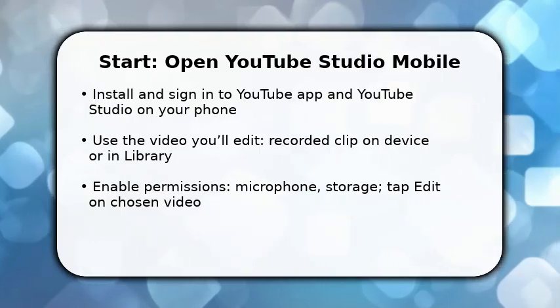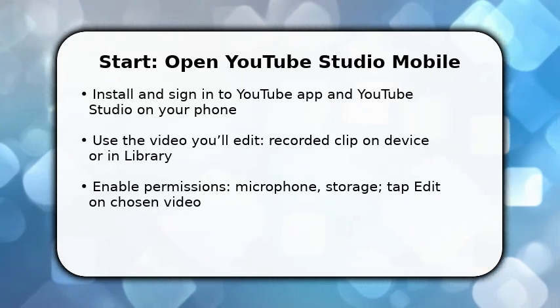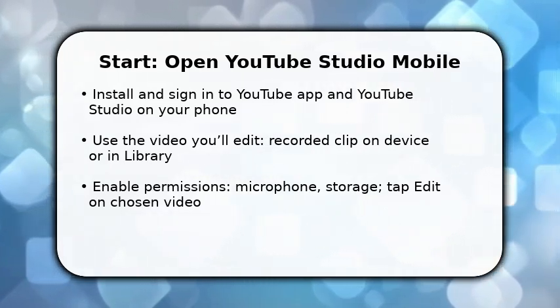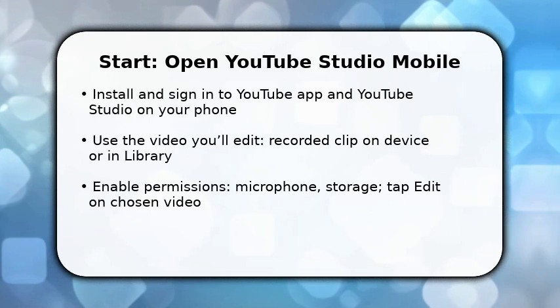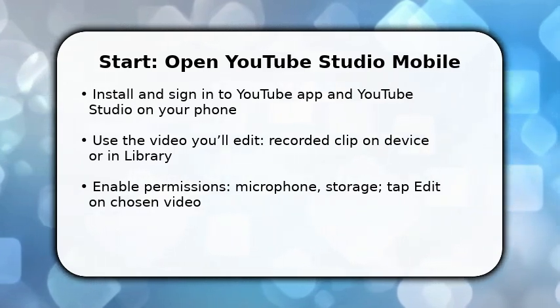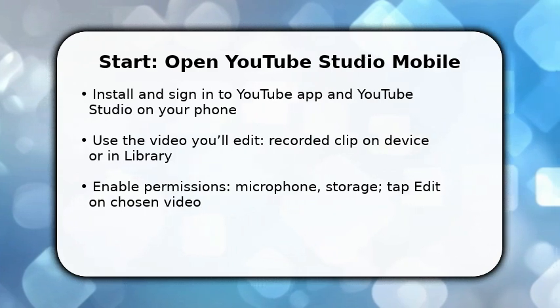You begin inside the YouTube Studio mobile app. You sign in, then open the video you want to edit. This is the first actionable step. Once the video loads, tap Edit and choose Audio to access the music library.